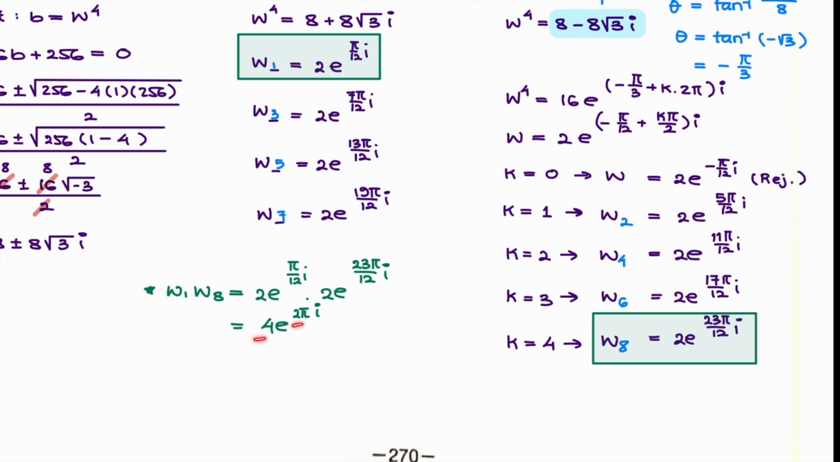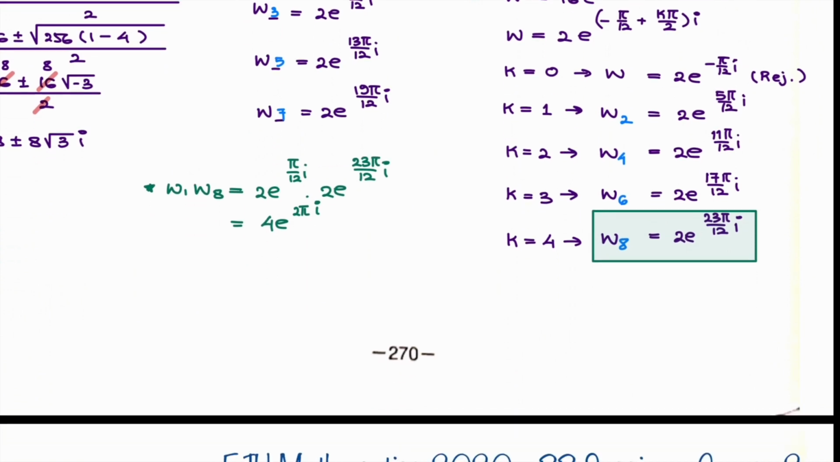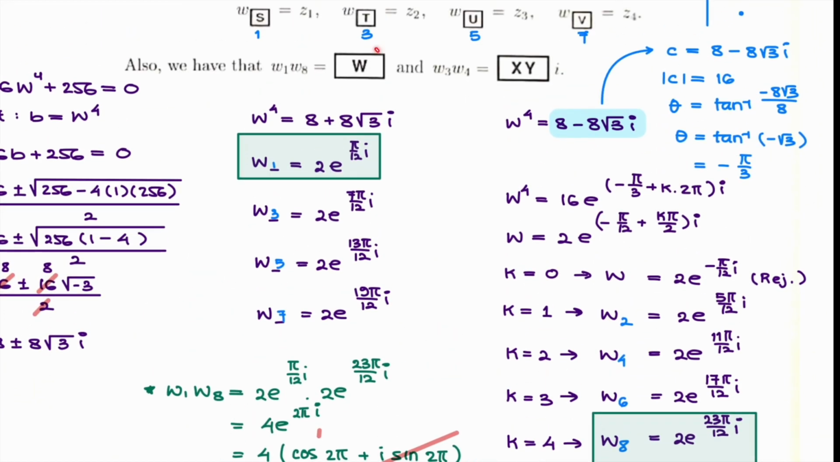Once you get the modulus and argument, you can express this complex number in polar form: 4 times cos 2 pi plus i sine 2 pi. You already know that sine 2 pi equals 0, so we can cancel out this one. And then you also know that cos 2 pi equals 1. So W1 times W8 equals 4 times 1, yeah? So the answer here is 4.